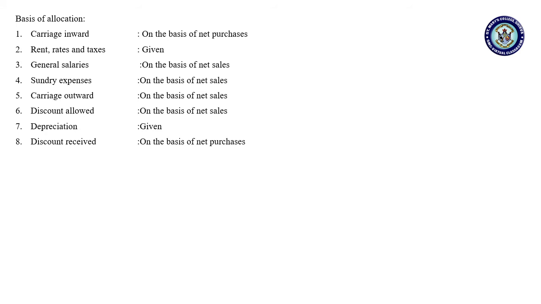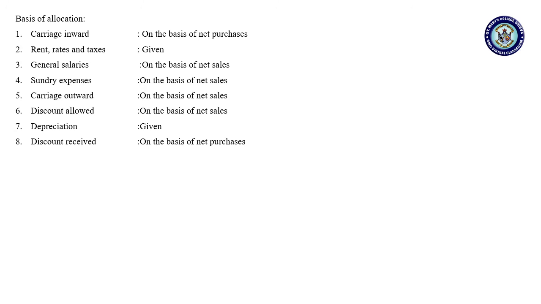Next, depreciation. The depreciation information has been given in the instructions. That is instruction number 2. We have to calculate depreciation at 10% on the asset costing rupees 60,000, and it should be apportioned in the ratio of 2:1. So we have to apportion the depreciation on the basis of 2:1. That is the given instruction, so write given. And the last one, that is discount received.